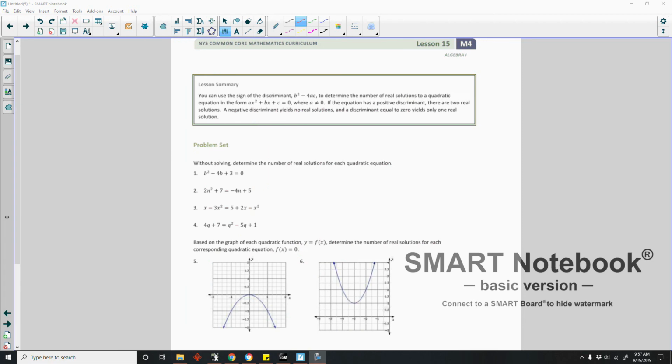Okay, page 5 is the lesson summary and problem set. So that is the end of lesson 15. Review the lesson summary and go do your problem set.